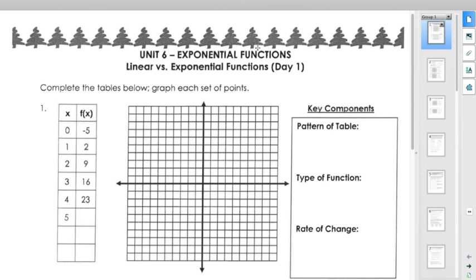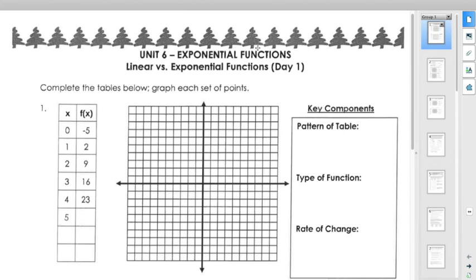This is day one of Unit 6, Exponential Functions. So we've done a lot of different things now. We've gotten into linear equations, solving those equations, linear inequalities, solving those inequalities, graphing both, intersection points, systems, and now we're going to take a look at a different type of function.